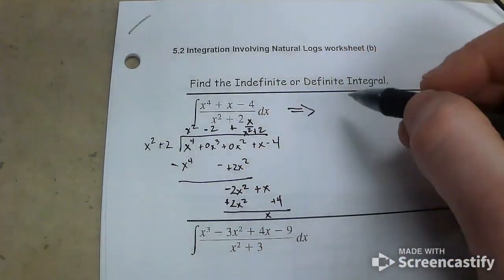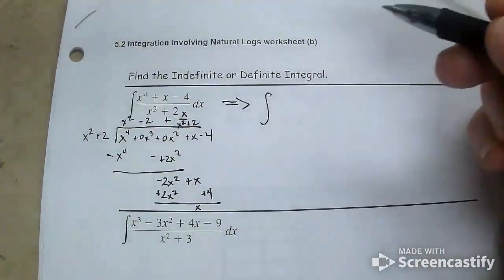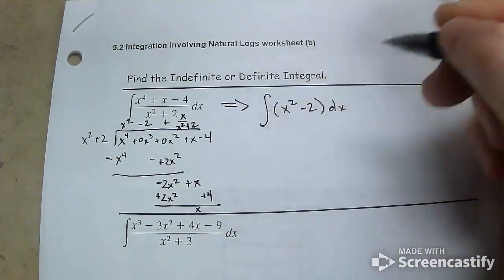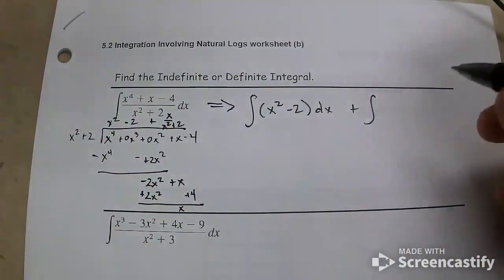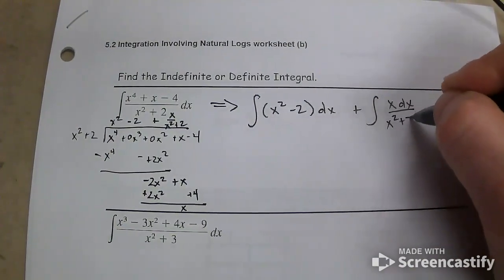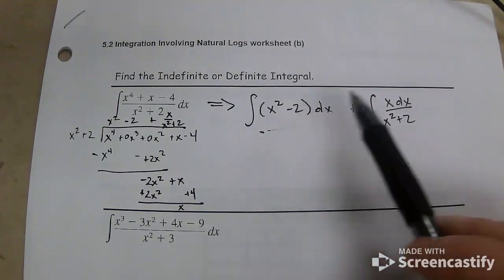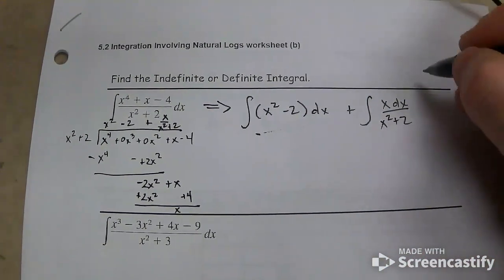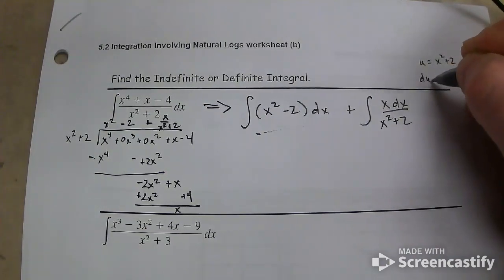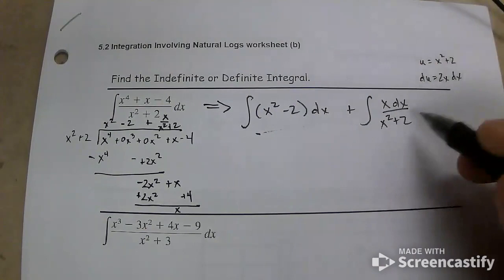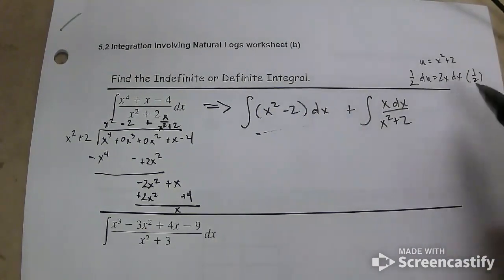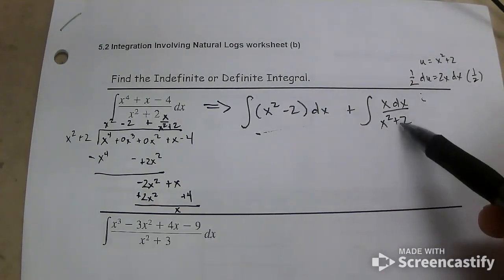So this integral is going to be rewritten as the integral of x squared minus 2 dx plus the integral of x dx all over x squared plus 2. This one is straight power rule. This one is going to be a little bit of a u substitution. If I let u equal x squared plus 2, then du equals 2x dx. But I want to replace x dx, so I'm going to multiply both sides by 1/2. So in reality, it's just going to be 1/2 natural log of u.